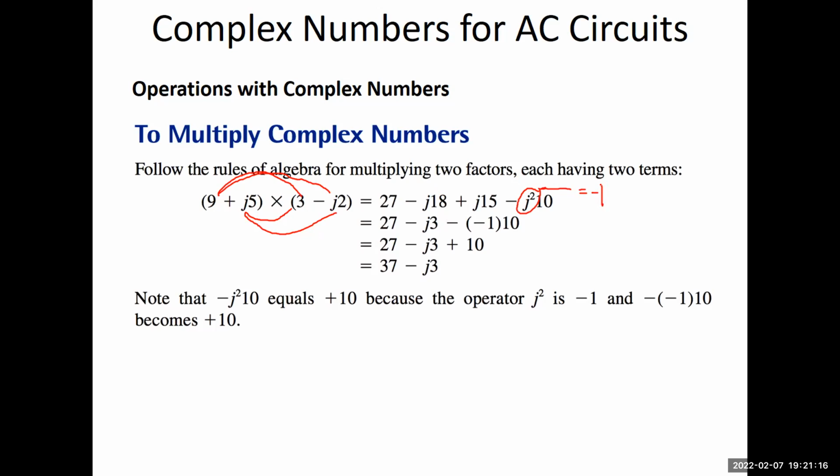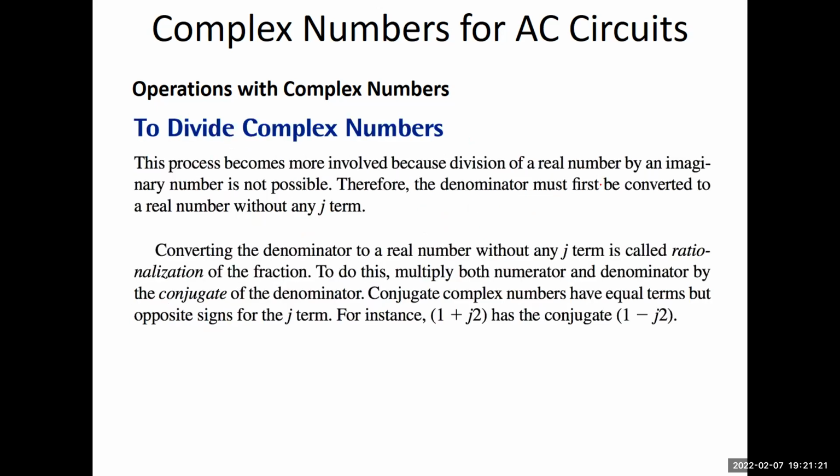Okay. So next, to divide complex numbers, the process becomes more involved because division of a real number by an imaginary number is not possible. So therefore, the denominator must first be converted to a real number without any J term. Converting the denominator to a real number without any J term is called rationalization of the fraction.